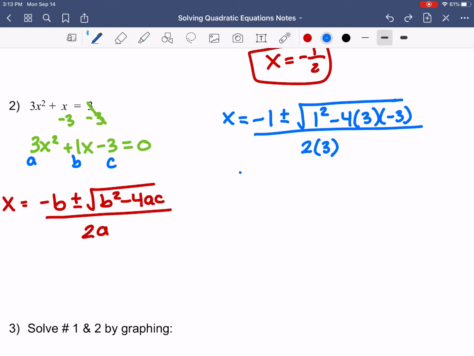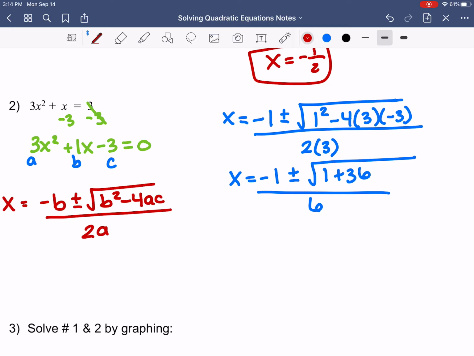So I have x is equal to negative 1 plus or minus the square root. 1 squared is 1. And then I have negative 4 times 3, that's a negative 12. Negative 12 times negative 3 would be a positive 36. Divided by 2 times 3 on the bottom is 6. All right, I'm going to keep simplifying. So I have x is equal to negative 1 plus or minus the square root of 37 divided by 6.